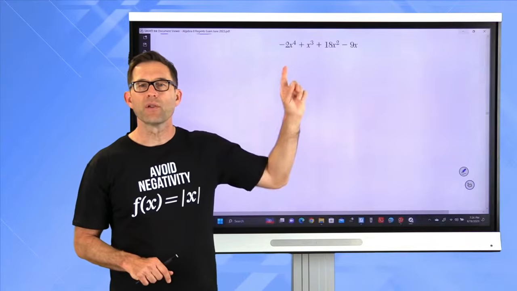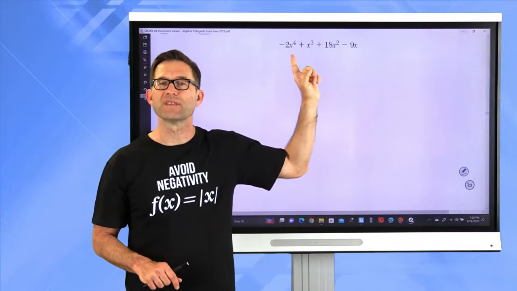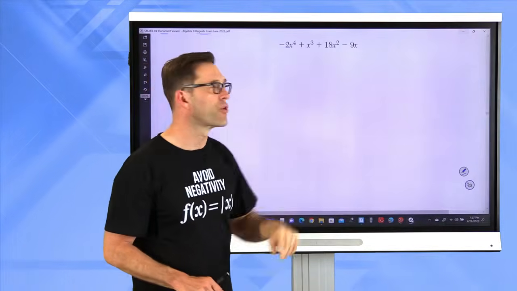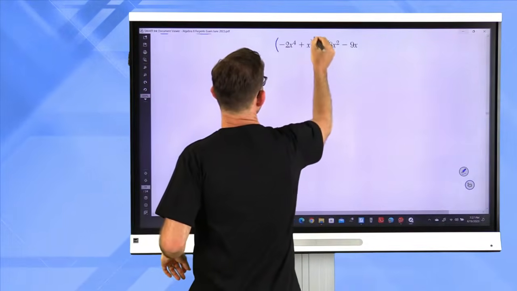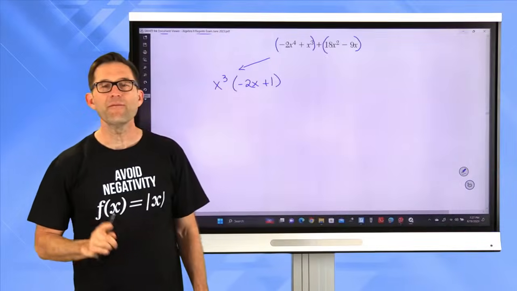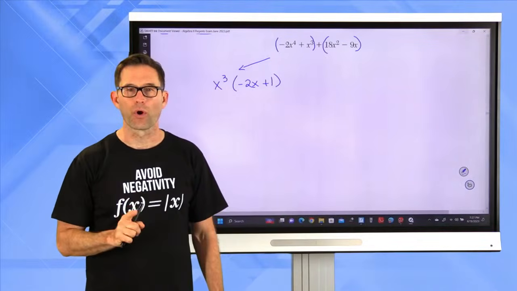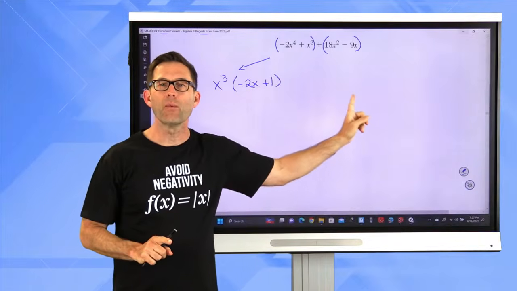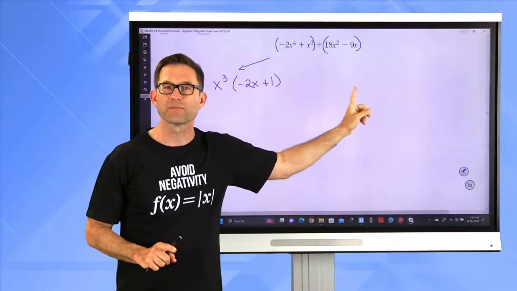Okay? So I'm going to look at these first 2 terms, and I notice an x to the fourth and an x to the third. I can factor an x to the third out of both of these. So remember, factoring by grouping is the idea that I'm going to look at the problem like that, and I'm going to rewrite this as x cubed times (-2x + 1). Now, if factoring by grouping is to work, then whatever I factor out of here, I really want to be left with a -2x + 1.